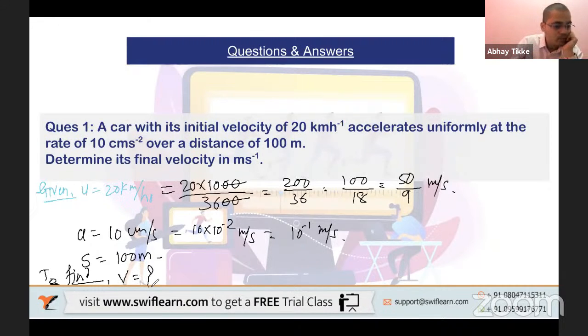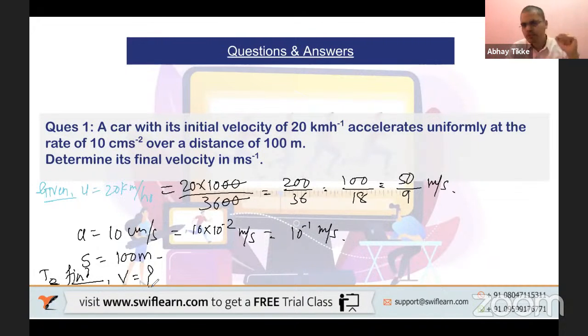v निकालना है, v. अभी बताइए कौन बताएगा मुझे? Which formula you use? s equal to ut plus half at square, v square equal to u square plus 2as, or v equal to u plus at. Yes, which equation you'll go for? Anybody on the chat? Please reply. Yes, which equation?